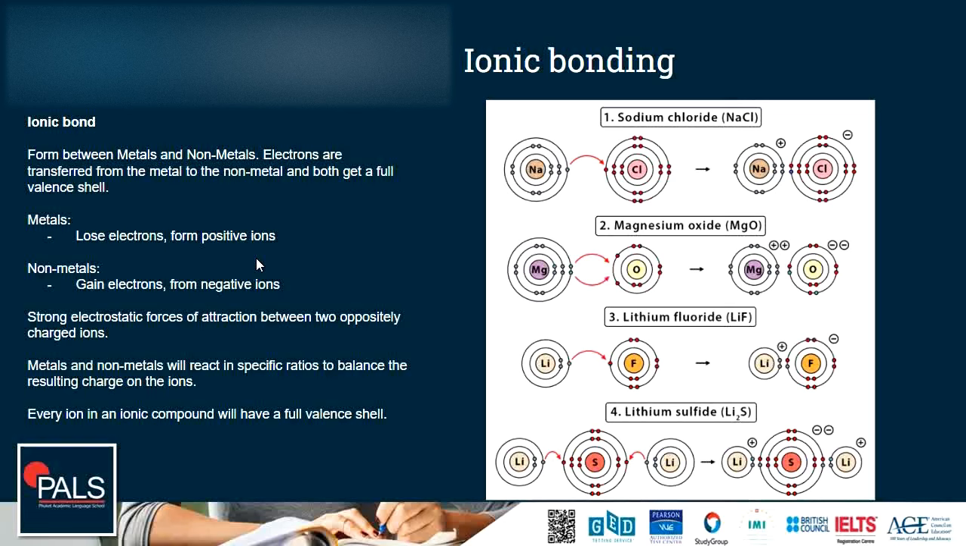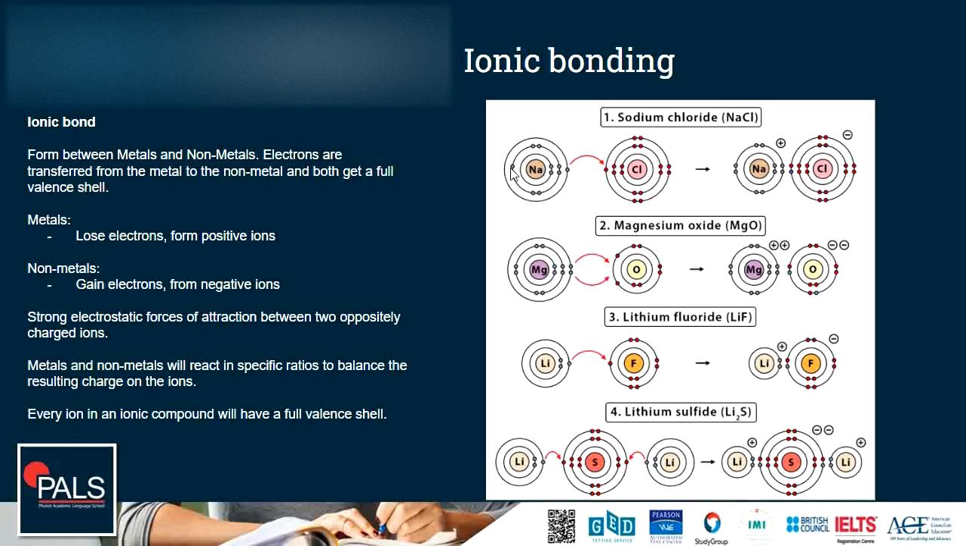Metals and nonmetals will react in specific ratios to balance the resulting charge on the ions. This is because different elements need to gain or lose different numbers of electrons to gain a full outer shell. Every ion in an ionic compound will have a full valence shell in the end. Now, that is very important. That's why we often need different ratios of atoms to achieve that. On the right-hand side, we see a few of these examples.